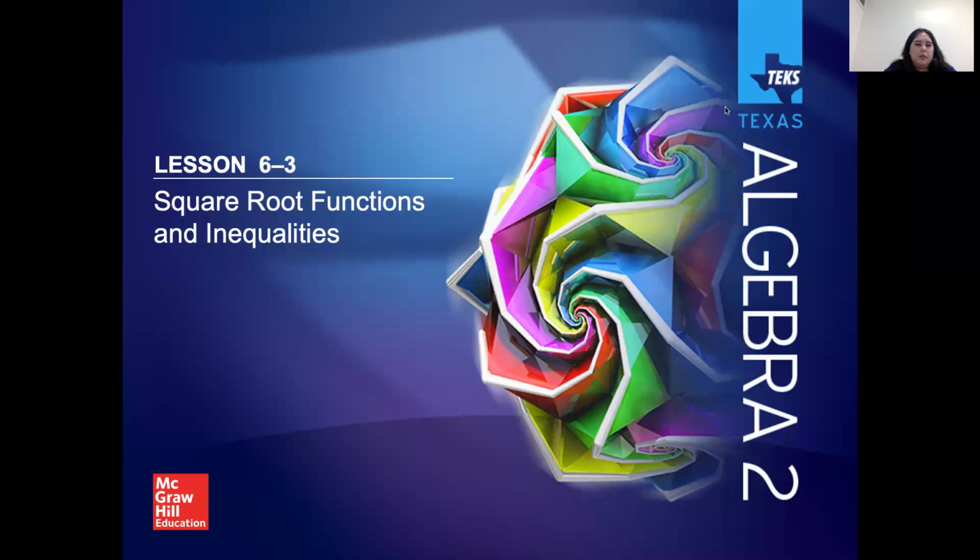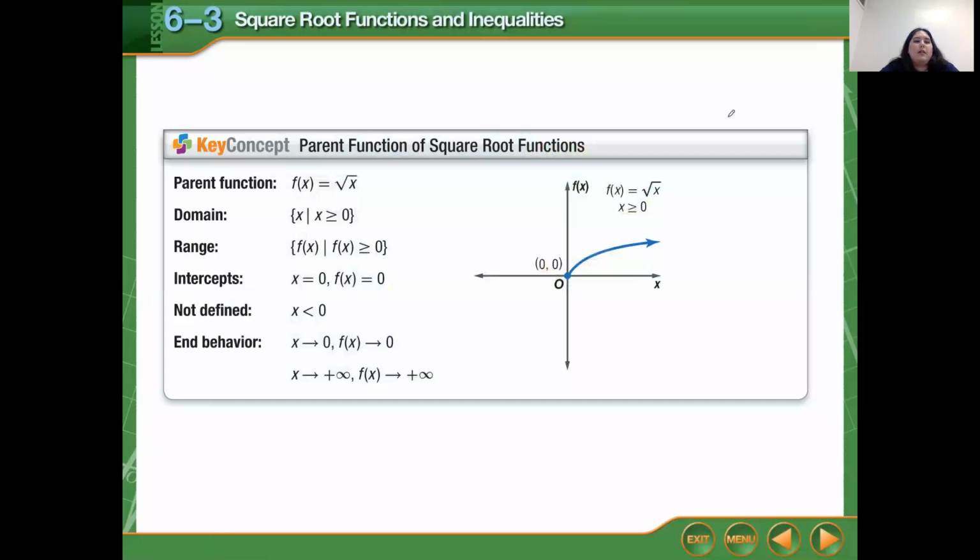All right, so here is our parent function of a square root. The parent function is square root of x. So here we are taking a look at, from 0 to infinity is our domain, and from 0 to infinity is also our range. It is not defined for anything less than 0 for x because you can't take the square root of a negative number here and get a real answer back. So it's also not defined. We have an intercept at 0, 0 for both x and y. Our end behavior is as it goes to the right, it goes towards infinity, as it goes towards 0, it also goes towards 0.